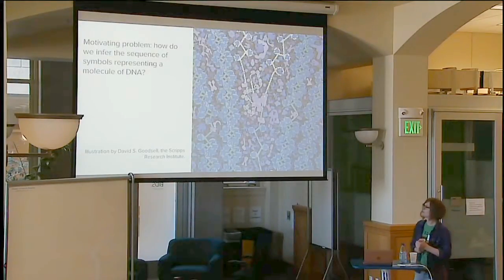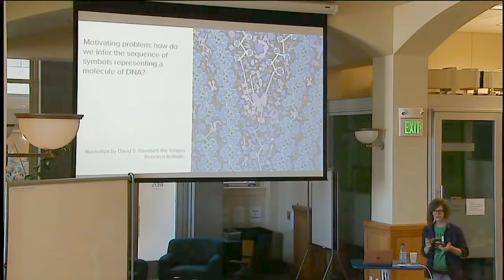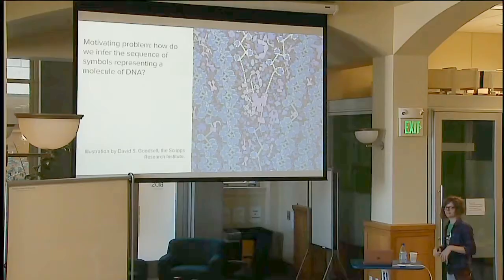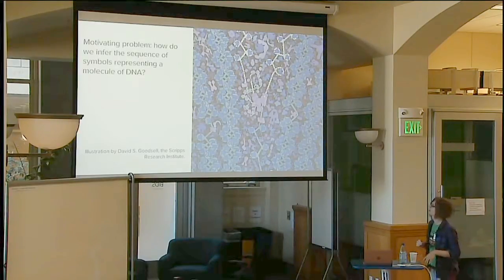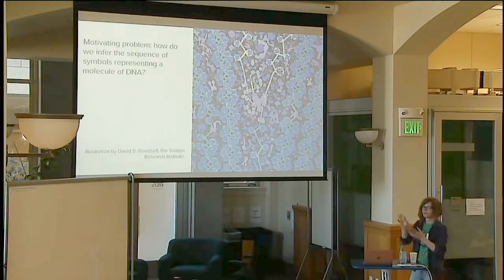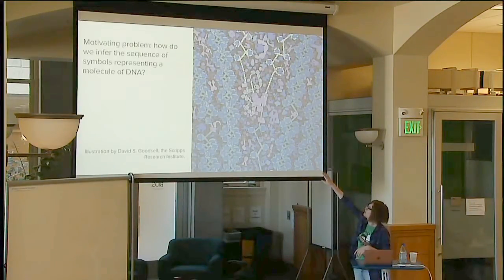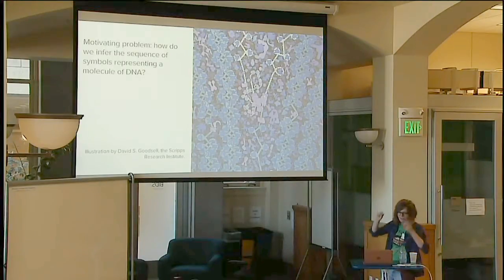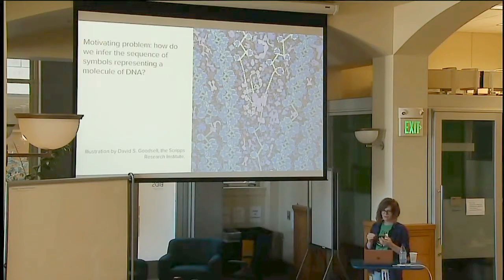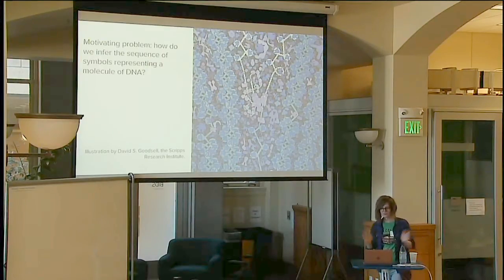So the motivating problem here is how do we infer the sequence of symbols representing a molecule of DNA, right? This is an illustration by David Goodsell at Scripps. He does these really beautiful illustrations of cells. DNA in a cell is this blob of goop, basically all tangled up, and here they've got a replication fork in the middle, this little purple blob, and then it's being split apart and packed into chromatin. It's always important to remember for us bioinformaticians that everything we work with is actually this. It's not just a bunch of strings, which is what we think of things as.